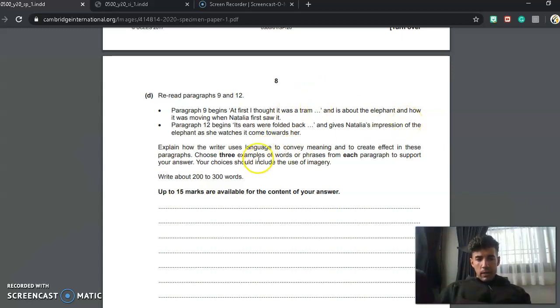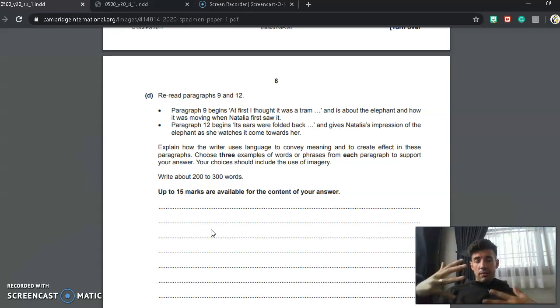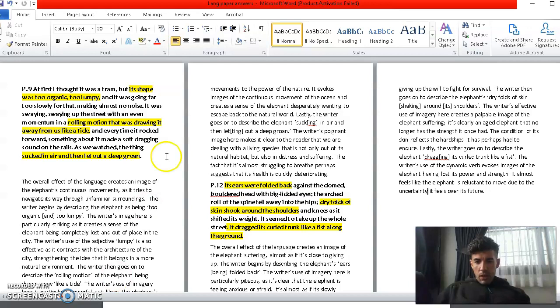So I've typed up a little bit of a model. Obviously this video won't be that useful unless you've read the paper, and I recommend you do attempt this paper. It doesn't matter what year you're in, year 10, year 11, it certainly will benefit you. Once you've read the paper, this kind of model will make sense. So I'll just read paragraph 9. This is where Natalie at first doesn't realise it's an elephant, so it's described in very vague terms, if you like.